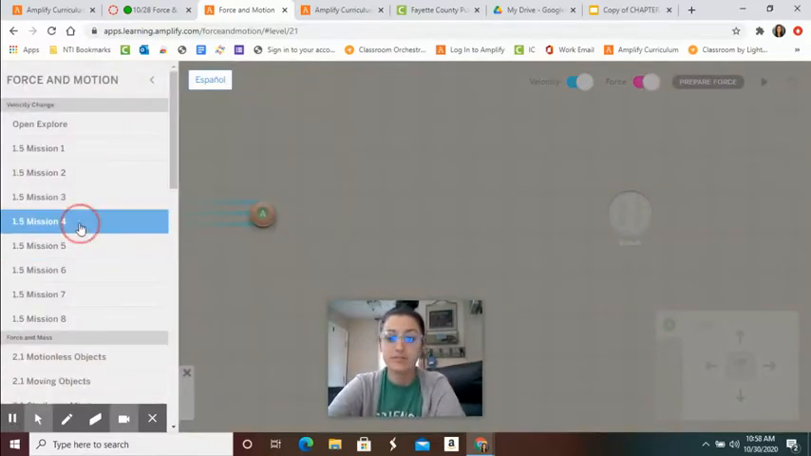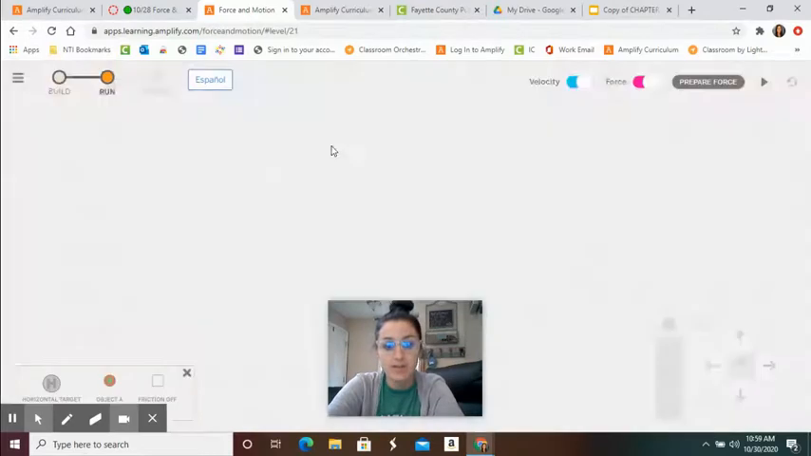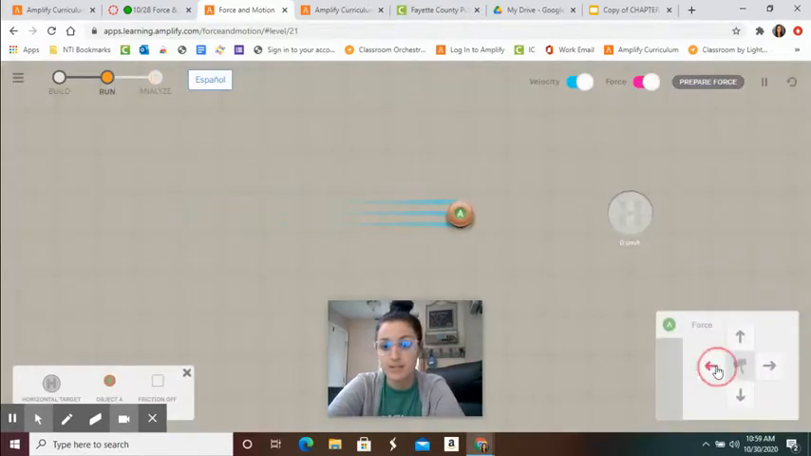For mission 4, my goal is to hit the target by having a velocity of 0. So that tells me I'm going to have to create enough force in the opposite direction because this is already moving with a lot of speed. So I'm going to have to click the opposite direction, probably a good 3 to 4 times. So 1, 2, 3, 4.